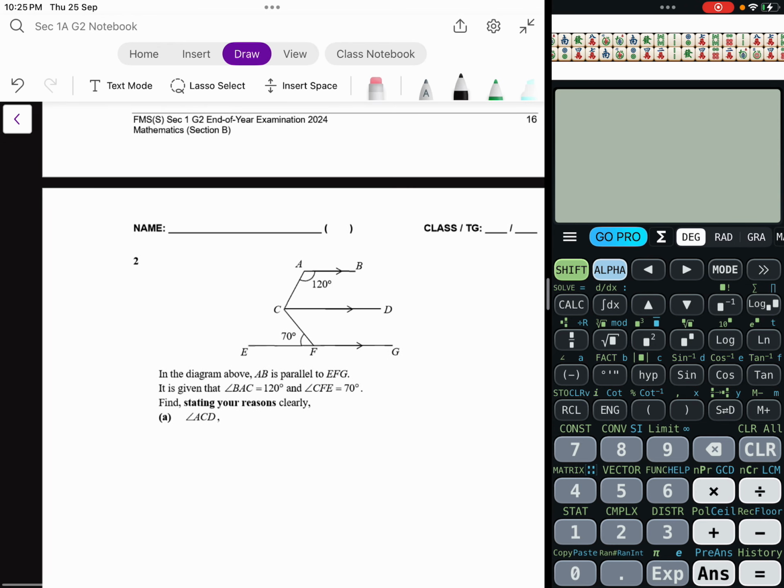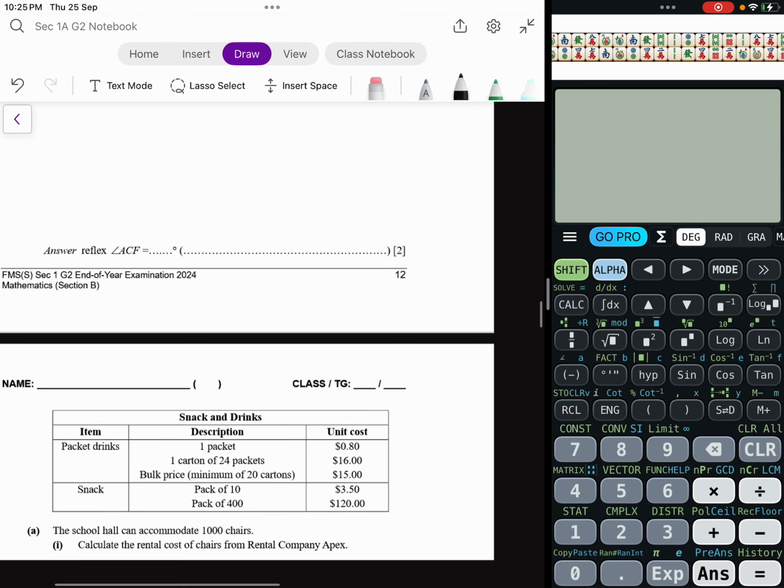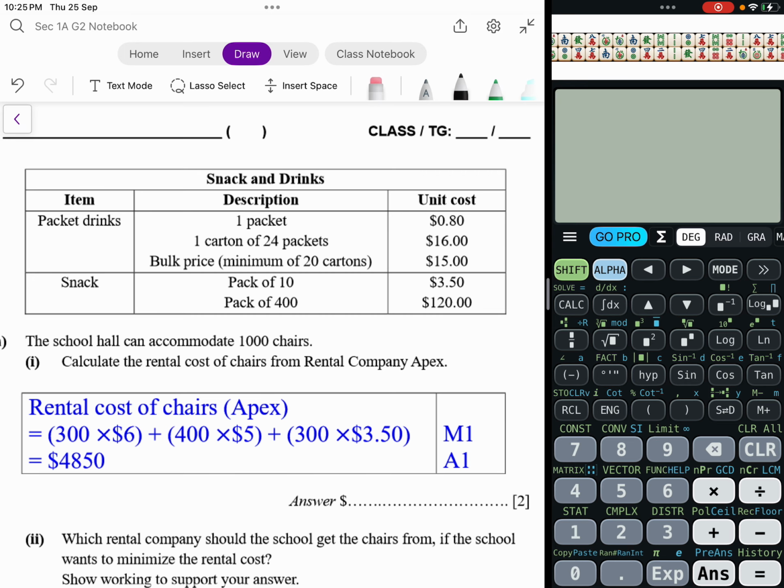Oh, why disappear? Okay, never mind. So ignore this one. Okay, then you have your packet drinks, right? One packet is 0.8, one carton is 24. Bulk price minimum of 20 cartons is $15. So it pays, it's cheaper to order more in bulk. Snack, packet of 10 is $3.50, packet of 400 is $120.